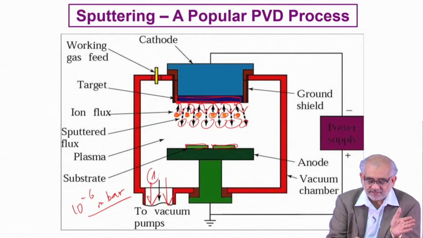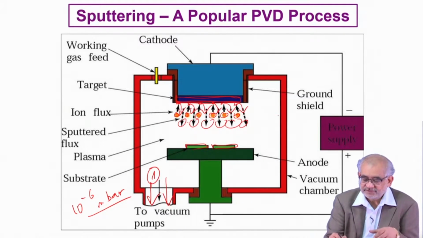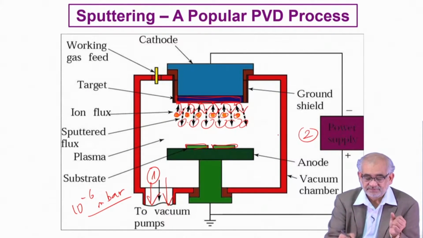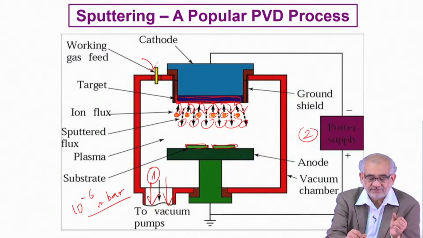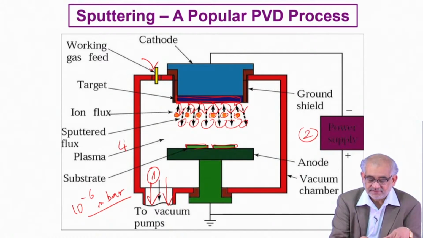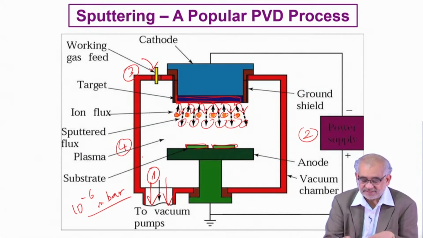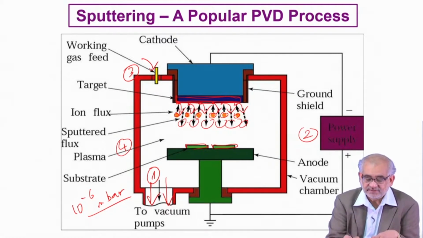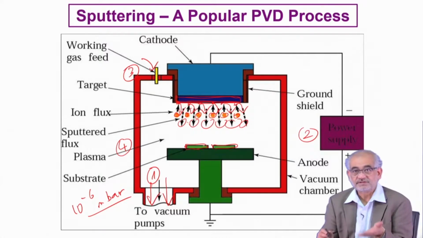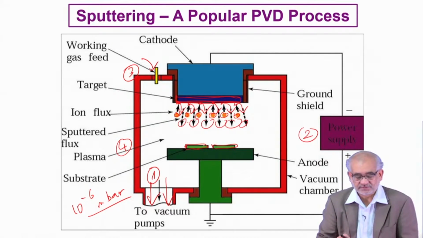stepwise we first have to evacuate, then we create this high potential difference between the two electrodes. We feed in certain gas, which is usually argon, then we create the plasma, and now we are ready. So once we start pulsing at very high rate, this process of removing atom by atom from the surface and then bringing them onto the wafer or the substrate to be deposited creates a very thin coating.